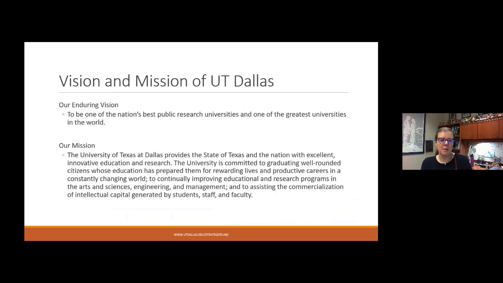Our vision is to become one of the nation's best public research universities and one of the greatest universities in the world. You are probably here because you would like to be part of that. I am not going to read our mission to you, but basically we are here to help graduate citizens of the world into productive careers and help with research programs.